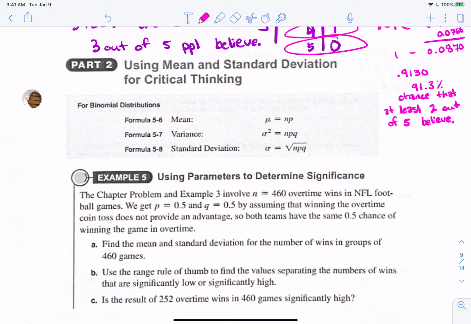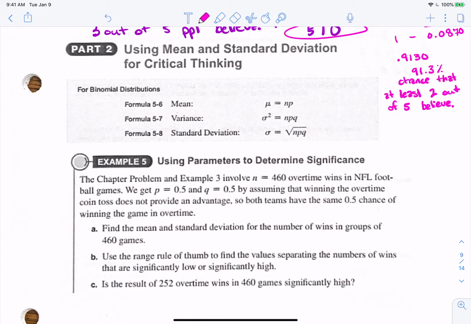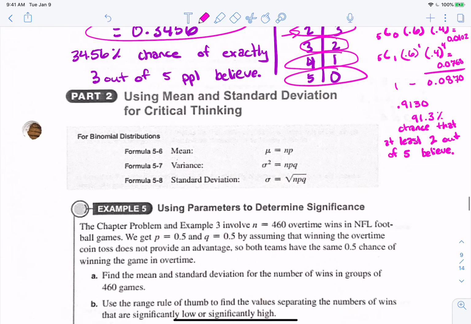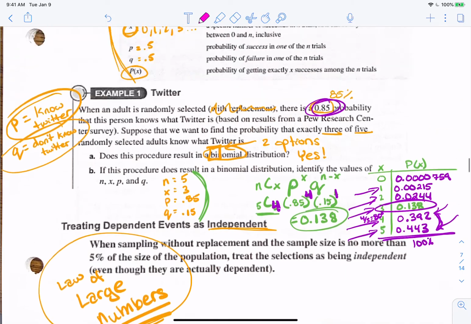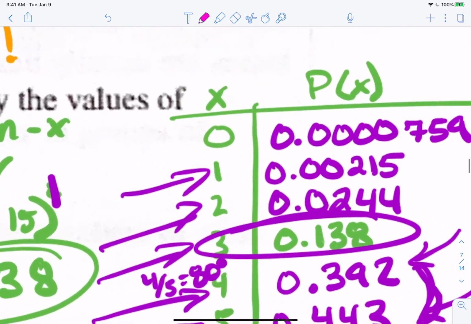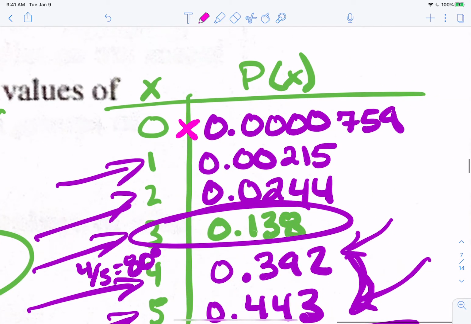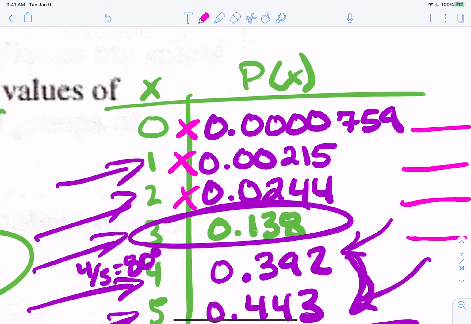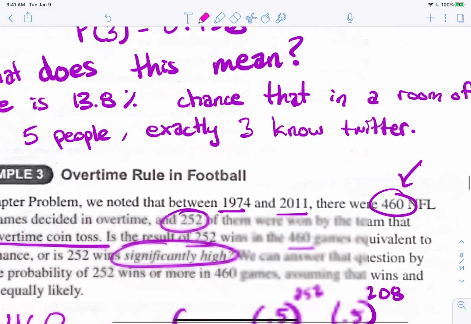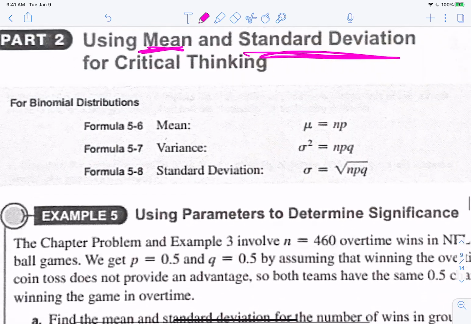The last one, part 2, says using mean and standard deviation. When we did a mean and standard deviation of a probability distribution table, we would multiply them by each other to find the mean, and then add those up together. Do you remember doing that? Now, if they don't give you the table, here is what you can do.